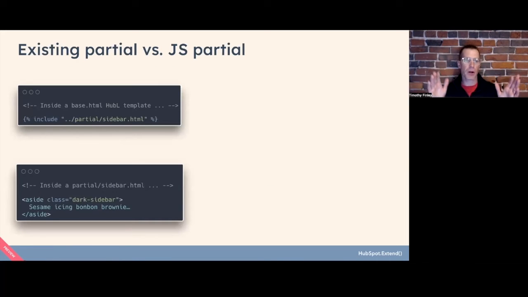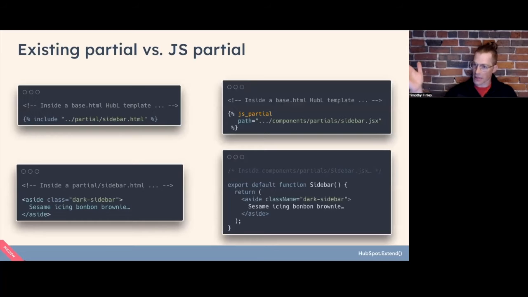So a JavaScript partial is just like the HubL partials we have today, except that it's implemented as a React component that produces HTML instead of HubL. On the left here, we have a superficial example of a HubL partial. There's an include tag from a base template that includes HubL from sidebar.html. And so let's compare that to a JS partial, looking at the example code on the right. Notice how there's a JS_partial tag instead of an include tag. And those of you that are familiar with React will notice that the contents of the JS partial in sidebar.jsx looks just like a regular old React component.